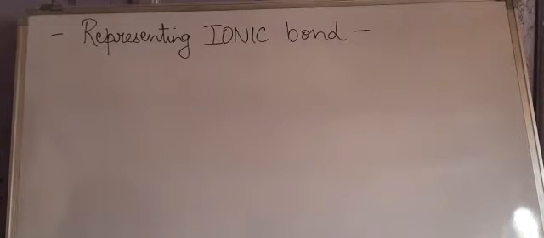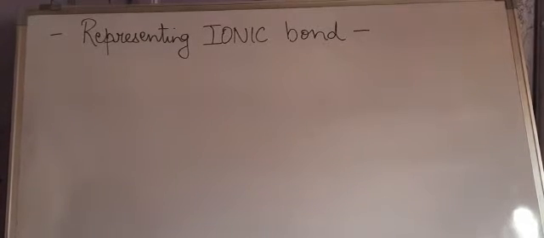Let's take this now. This is representing the ionic bonds, how we are going to show it while we are trying to tell that two atoms are combining with one another. So I'm taking an example of sodium chloride first, and then I'm going to tell you the other examples also. So we'll do this in two steps.